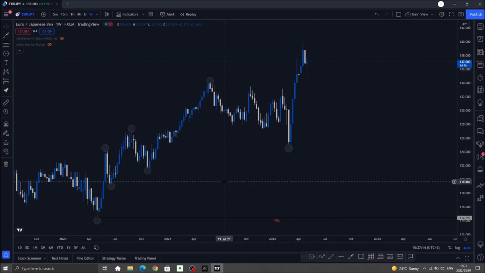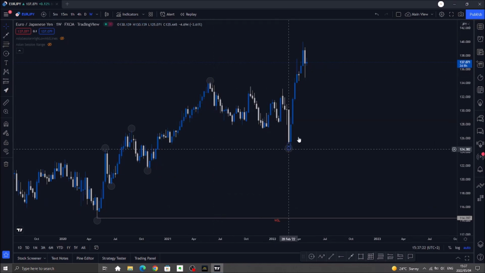The next thing you want to do is mark out your swing points, right? And as you can see, these are my swing points outlining the higher highs and the higher lows that price action has been putting in.